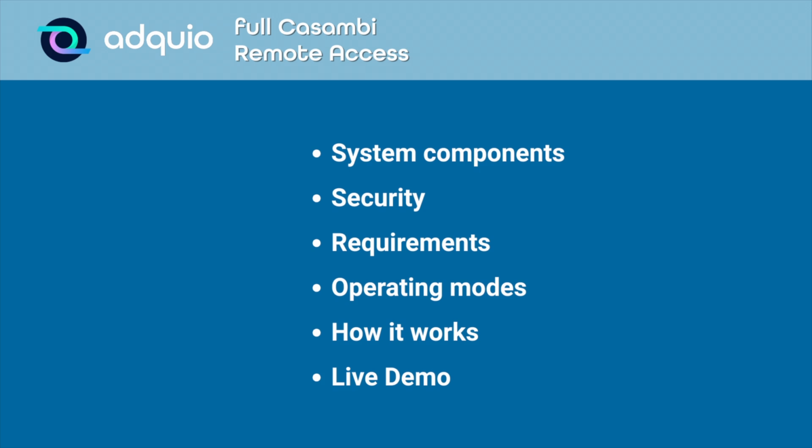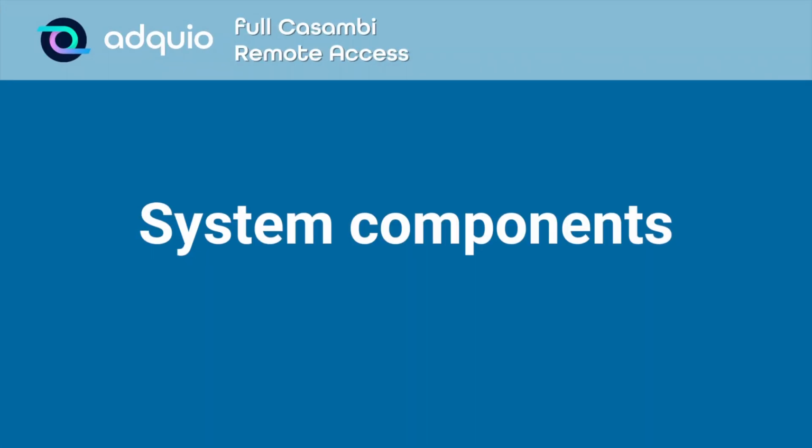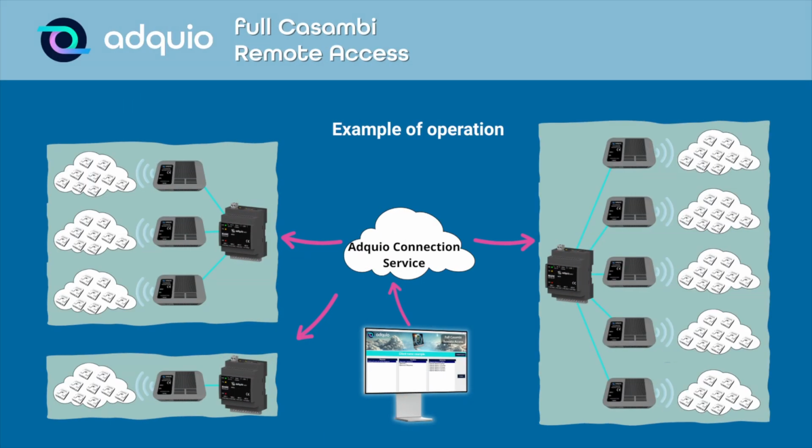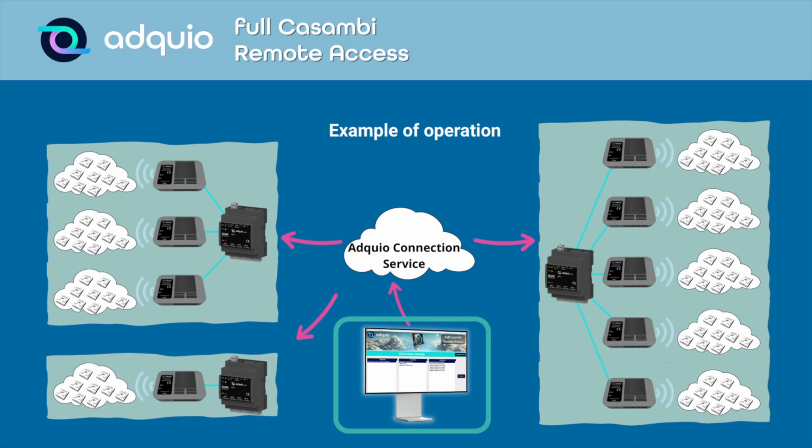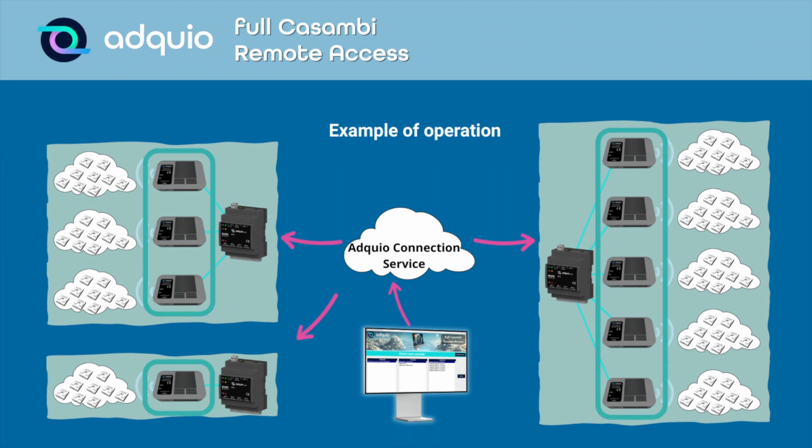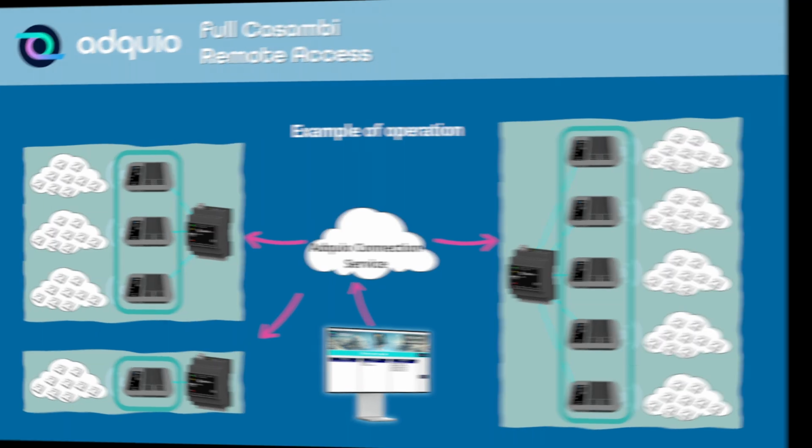Welcome to this tutorial, where we'll explore how our new and revolutionary Adquio full Casambi remote access works. This service is made up of two very important elements. On the one hand, the software that we will have here, which we are going to see now. And on the other, the device that is in the client's home, connected to each of the Casambi networks.